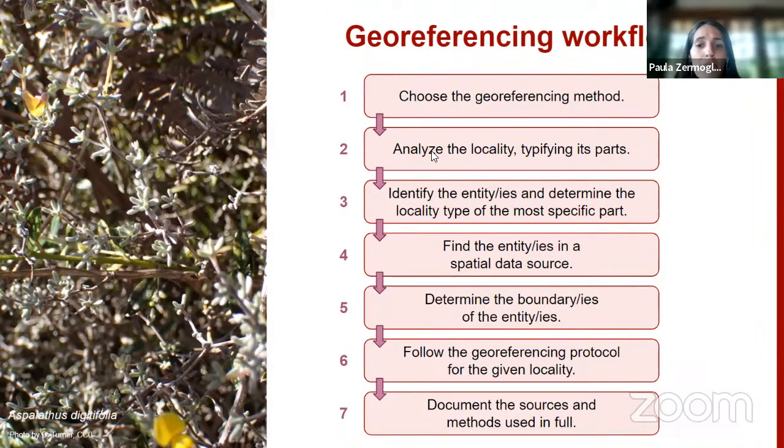Once we have chosen a georeferencing method, we need to analyze the locality, the location in particular that we have, and typify its parts. That is, remember the types of locations that John was explaining during the first module of the course. We have to understand which type of location we have. We have then to identify entities or features and determine the locality type of the most specific part of it. Then find those features in a spatial data source, in a gazetteer, in a map, in other sources. We have to determine their boundaries and the extent of those features. And then we have to follow a protocol for georeferencing that location, depending on the type of locality that it is.